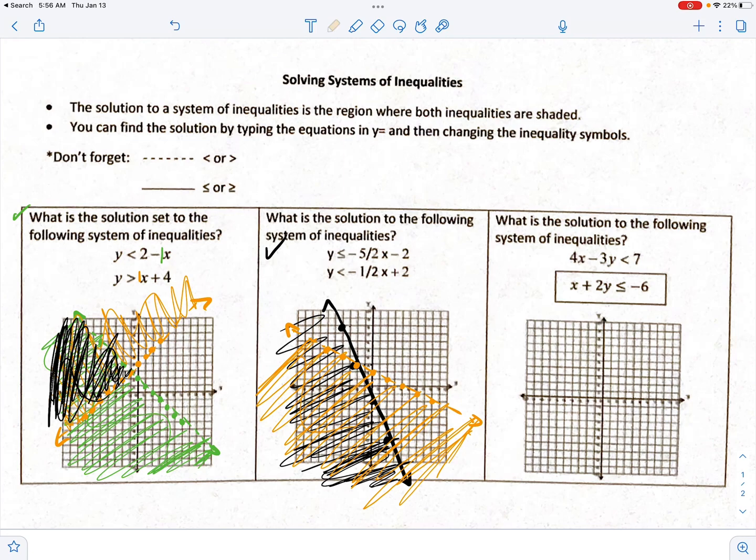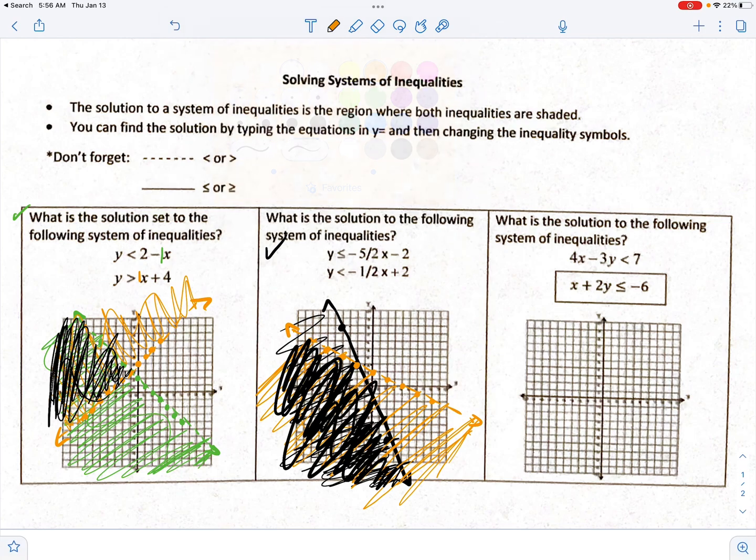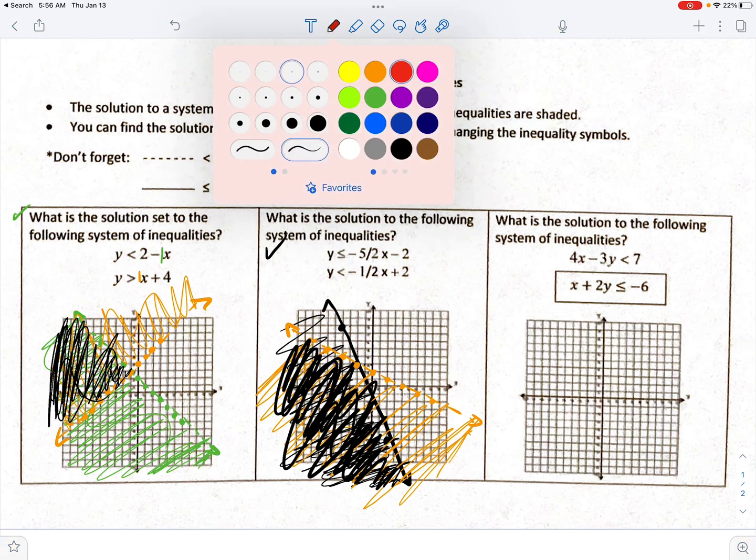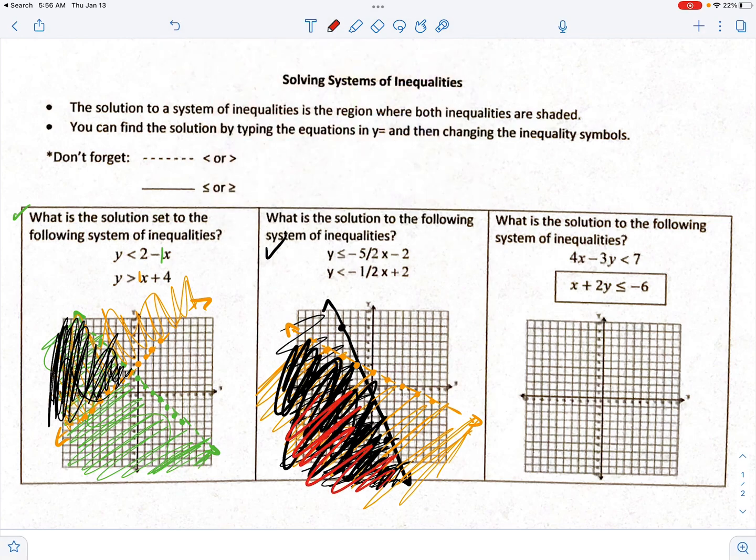So we're going to darken that to make sure we note this is what we want right up in here. All right, even if you want to take another color and just go in on it so we can make sure we know this is it. That's our shaded region.